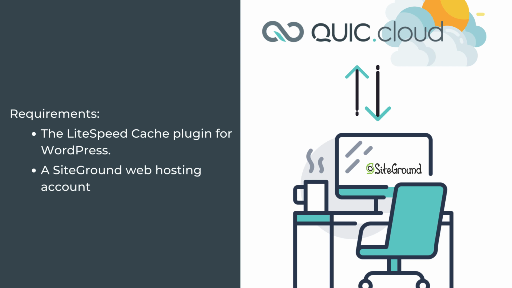In this tutorial, you will learn how to set up QUIC.cloud CDN for a site hosted by SiteGround. Before we begin, you will need the following: the LiteSpeed Cache plugin for WordPress, installed, activated, and configured, and a SiteGround web hosting account. If you don't currently have the LSCache plugin installed, you can get started quickly and easily with one of our preset configurations. See the video description for more information about that.